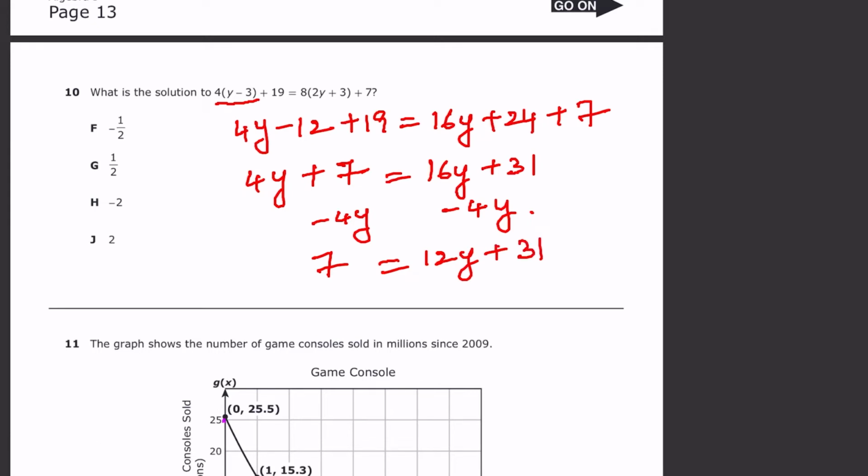Then we can do minus 31 on both sides. So what do we get here? You are getting minus 24 is equal to 12y, which implies that y is equal to minus 24 by 12, which is equal to minus 2. So you're getting the answer as y is equal to minus 2.